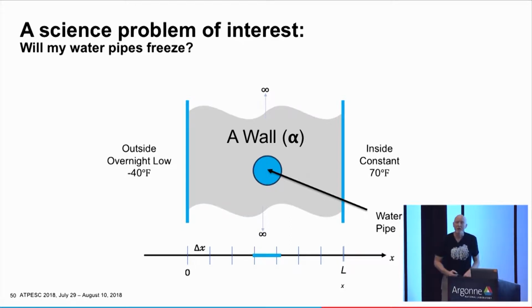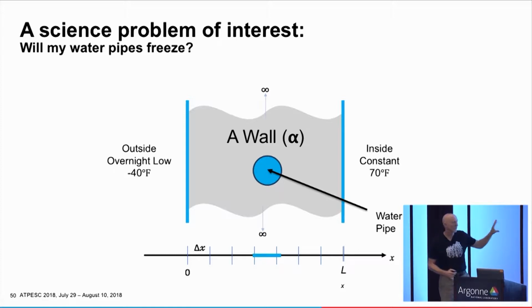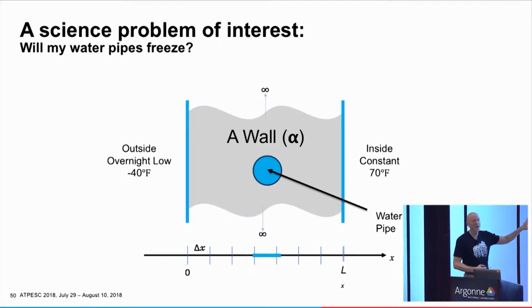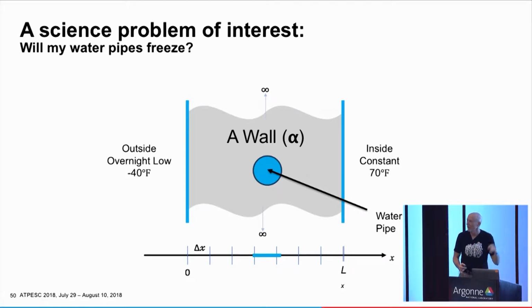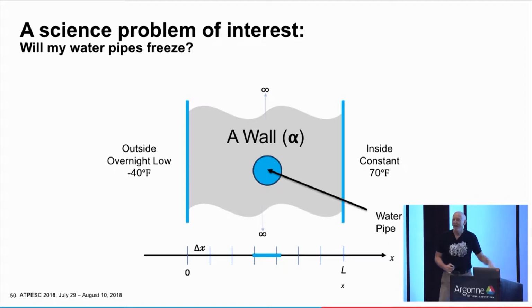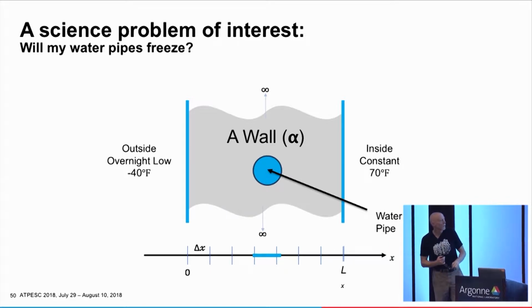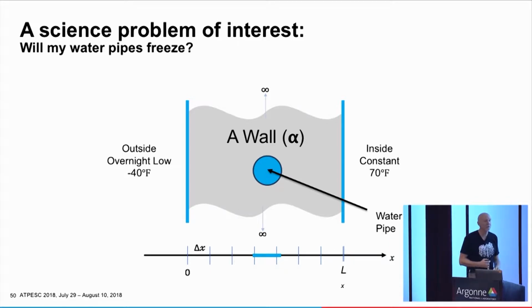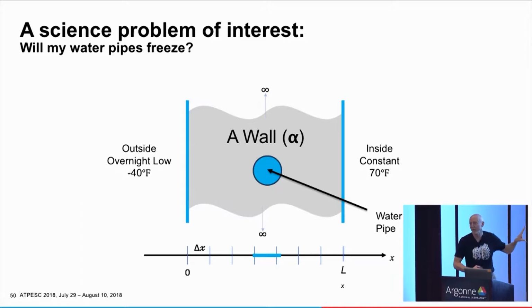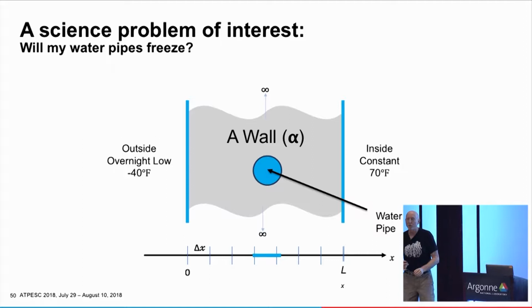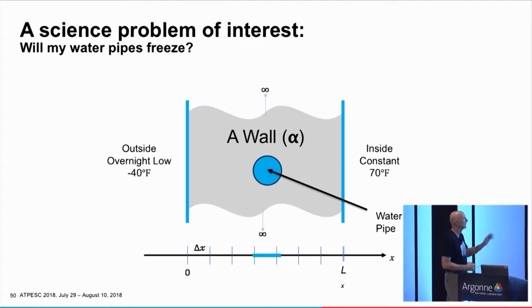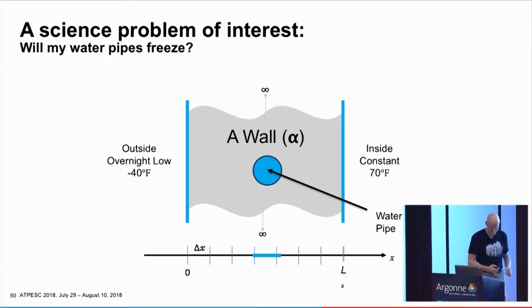So the science problem we're confronted with is this very simple one. We live in a house made of solid wood walls with water pipes running through them. I won't get into the details of how you engineer a house that way, but you have water pipes and solid wood walls. You keep the inside temperature constantly at 70 degrees, and a storm is coming. You're going to have an overnight storm. It's going to get really cold, dropping down to 40 below zero. And the question is, is the water in your pipes going to freeze?